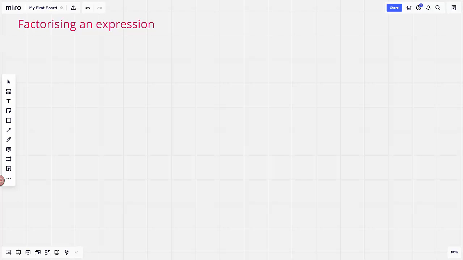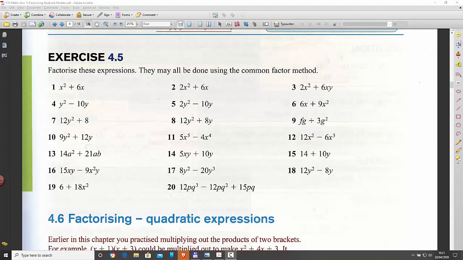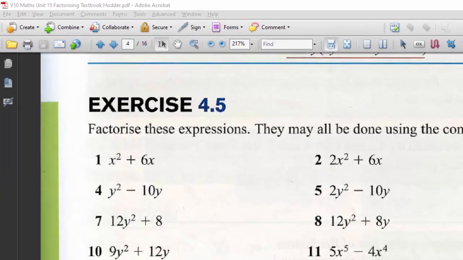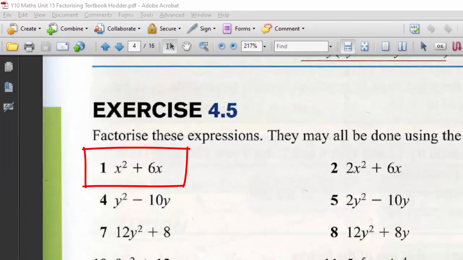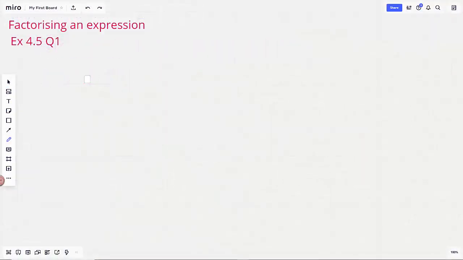We're going to begin our look at factorizing expressions by taking some examples from exercise 4.5 in your textbook. These are the examples here, questions 1 to 20 in exercise 4.5. Let's begin with the first one then. Question 1, x squared plus 6x. So we'll begin by writing down our expression, x squared plus 6x.